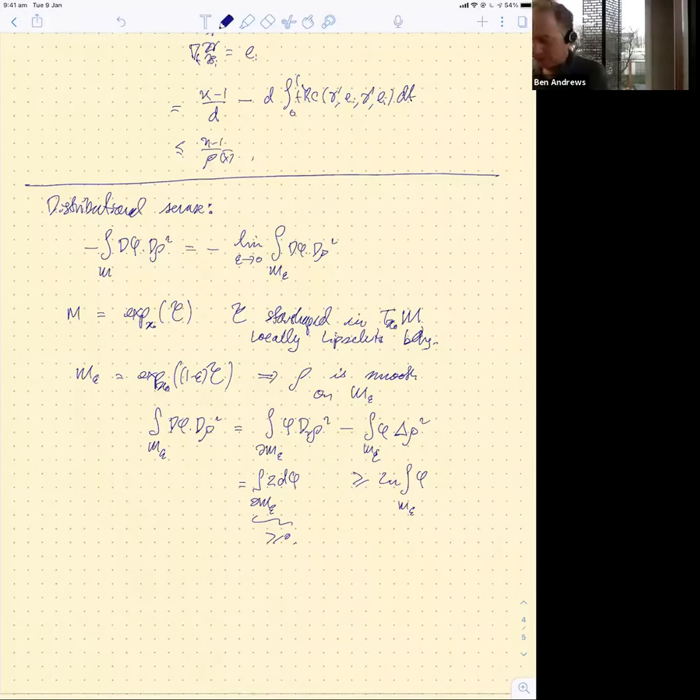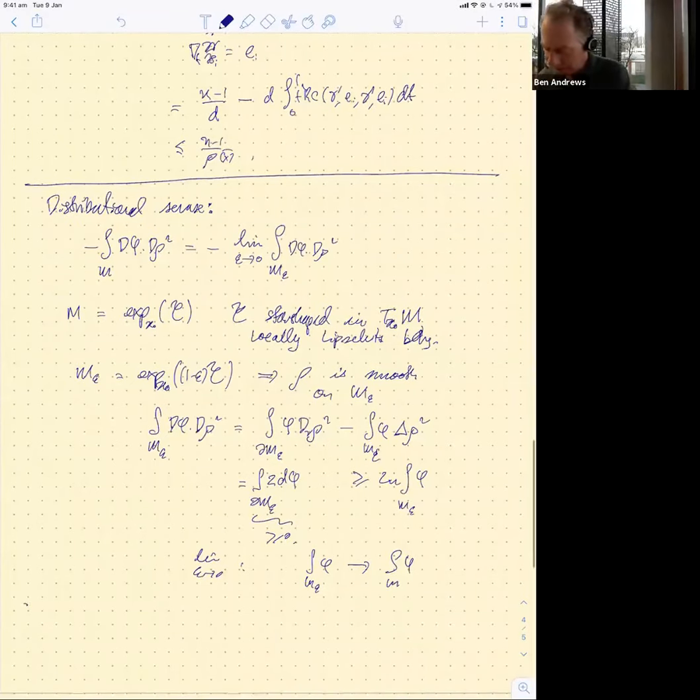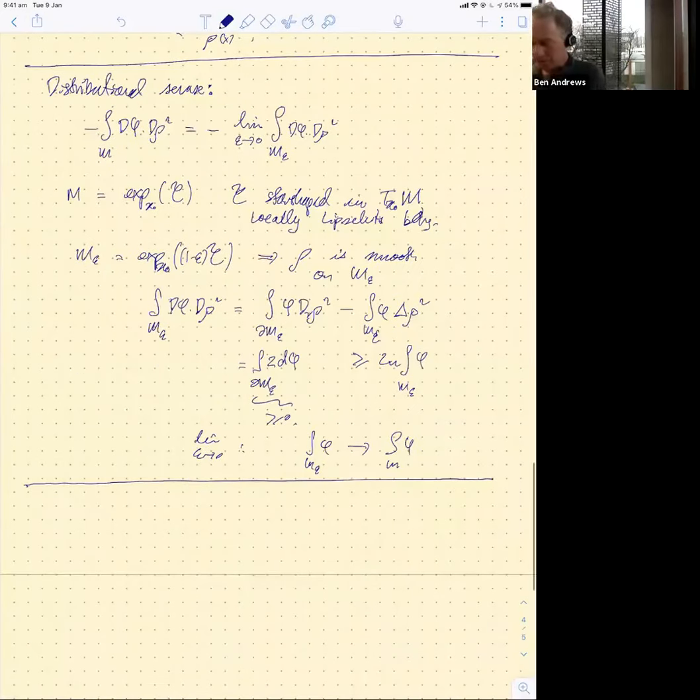The integral over M epsilon of the gradient of c dot the gradient of rho squared is greater than or equal to 2n times the integral of c. And now I just let epsilon go to 0. The integral over M epsilon of c goes to the integral over M of c, since c is smooth. Okay, so that's the distributional sense. That allows me to deal with integrals involving functions of rho squared and still use this inequality.